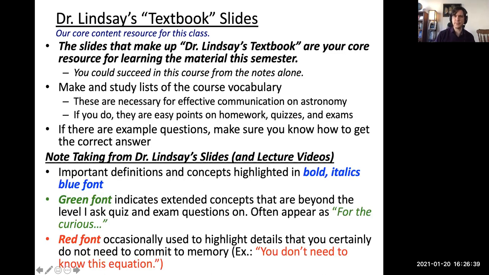So I know there's a lot of information on my slides. That's because they're working as a textbook. They are an independent resource that you can gain astronomy knowledge from. What I've done to help you navigate that is I've color-coded my slide information. Important information that you need to know, so definitions and concepts and the supporting knowledge that goes along with those definitions and concepts, I put in bold italics blue font. It looks like this. Those are the things you should know. So if you see bold blue, take some notes.